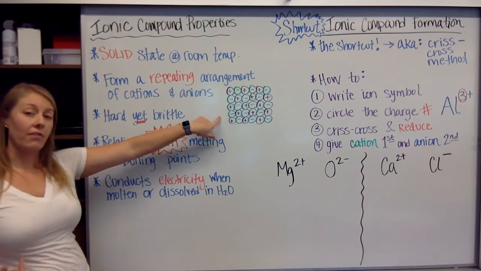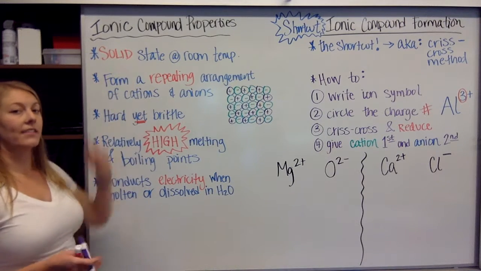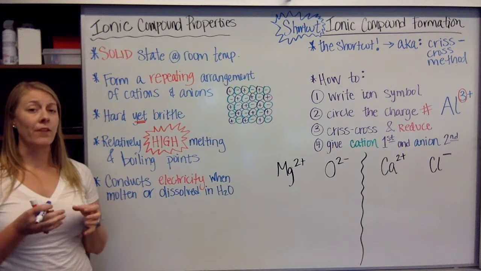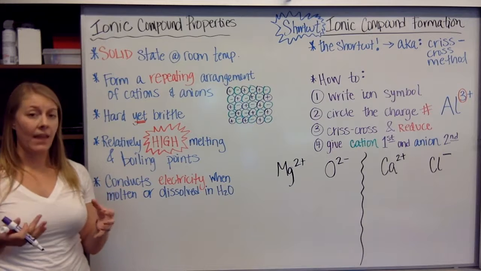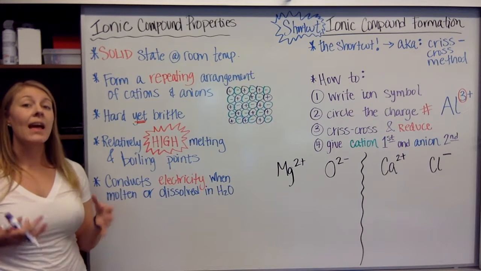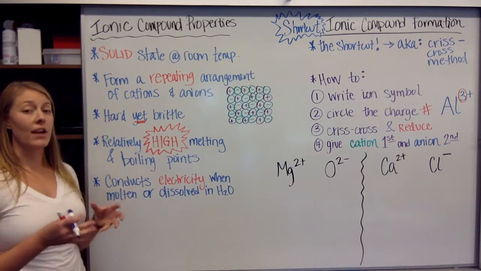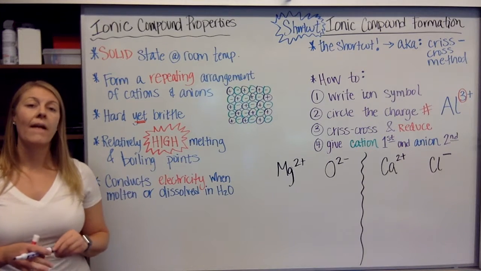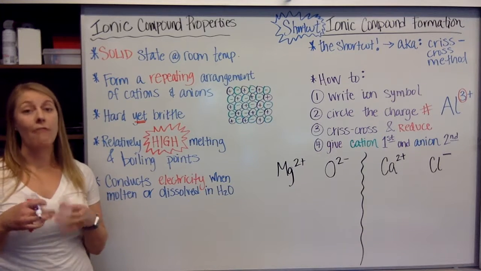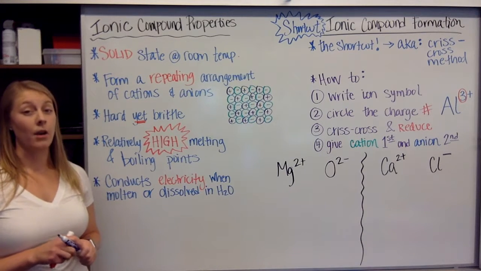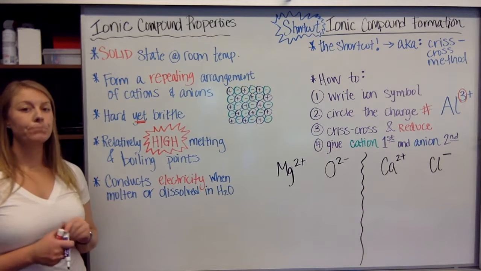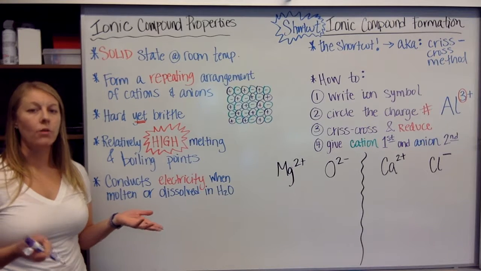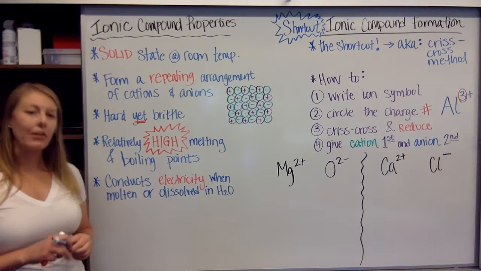Notice that they are packed closely together because, again, they're mostly solid state at room temperature. They also are very attracted to each other. They have a very strong attraction between the cation and the anion, or the positive and the negative. And because of that strong force of attraction, that strong bond, they have relatively high melting or boiling points. So it takes a lot of energy to overcome that force of attraction and actually pull those ions apart by melting or boiling.